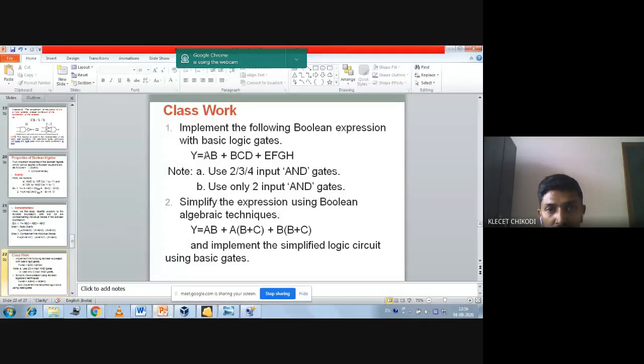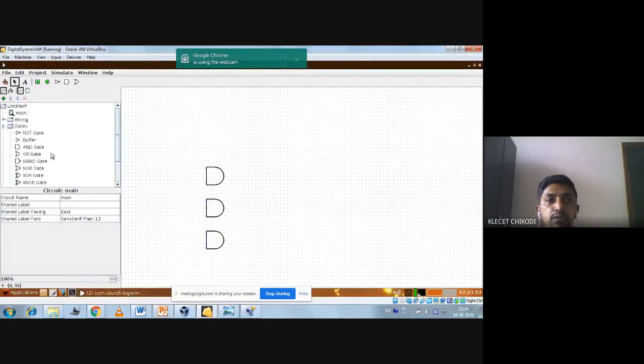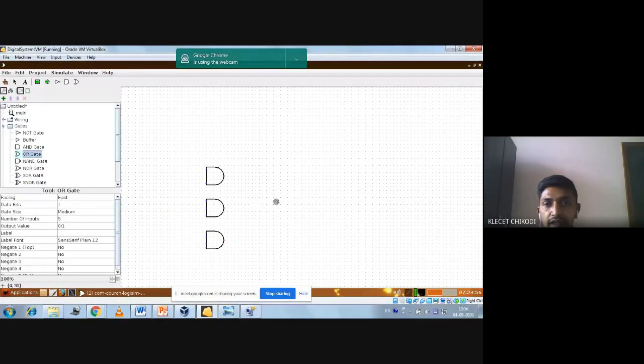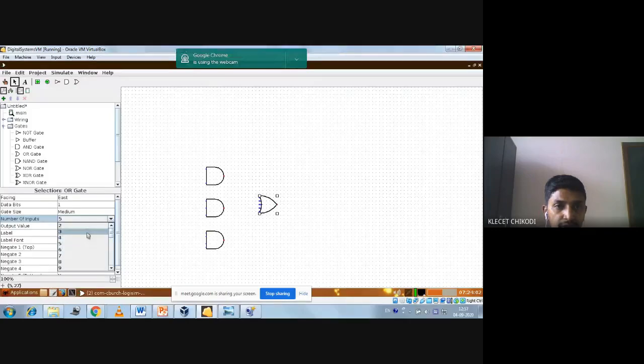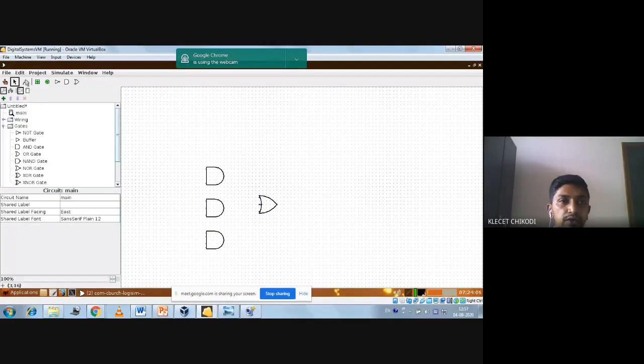Fine. And what we need here to implement this equation? So I need an OR gate. Consider this as one variable, this has another variable, and this has another variable. So there are 3 variables there, and we are adding 3 variables. Adding 3 variables means I need a 3 input OR gate here. So I will take that here and make the inputs 3. Fine. Now I will give the connections here.